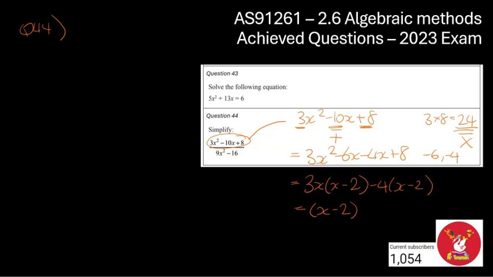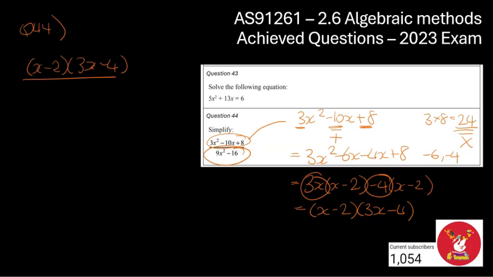So x minus 2 is the bracket both of them have, and the 3x and the minus 4, they come together to form the second bracket. So that's going to be 3x minus 4. So that's going to be the numerator of my quadratic fraction. So let's write that down up here. So it's going to be x minus 2, then it's going to be 3x minus 4 over.